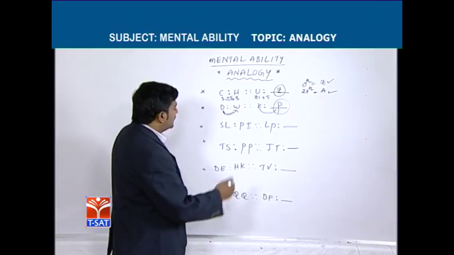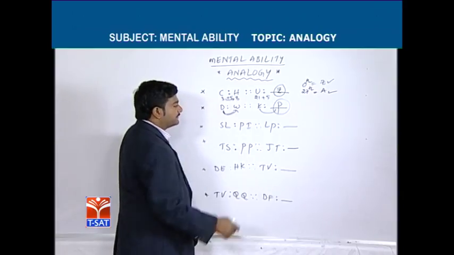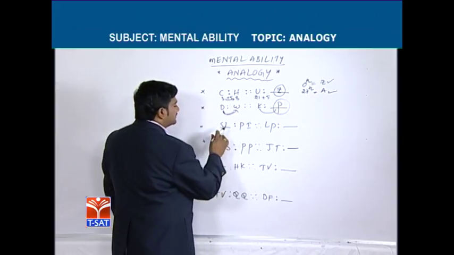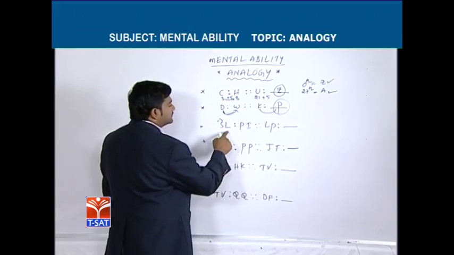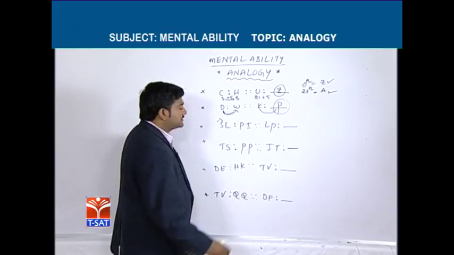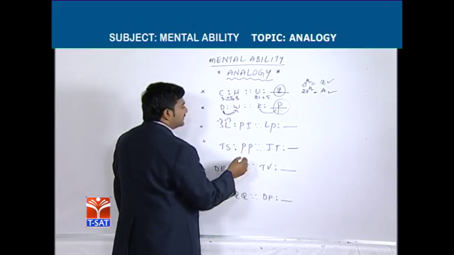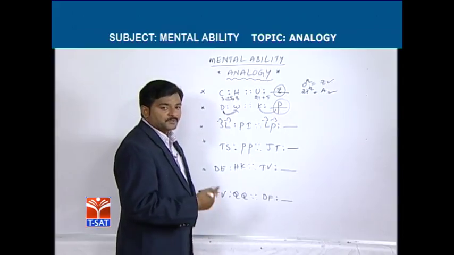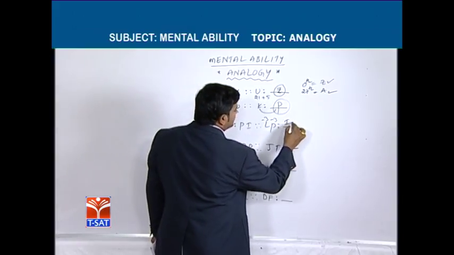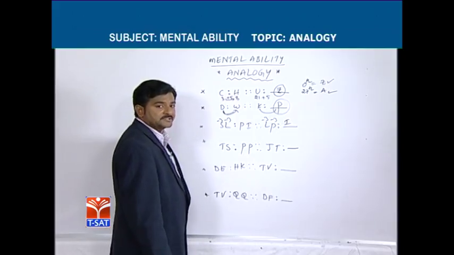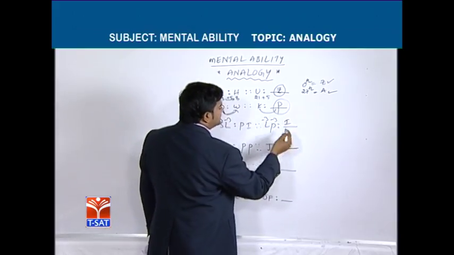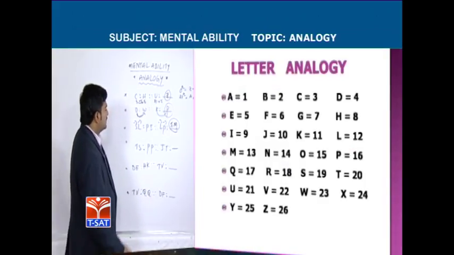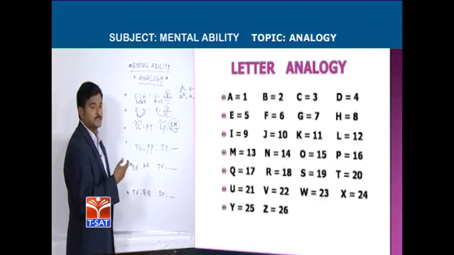Now, SL is to PI as LP is to dash. S means 19, P means 16, so 3 is reduced. L means 12, I means 9, again 3 reduced. That's why it is very clear: we have to reduce 3 from these two letters. L means 12, 12 minus 3 is 9, which is I. P means 16, 16 minus 3 is 13, and the 13th letter is M. Simply reduce 3, that concept.